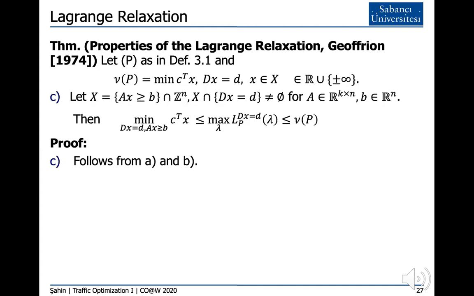If an LP and its Lagrangian relaxation coincide in their objective, the Lagrange relaxation gets better if it can treat integrality constraints. So, C is also clear.